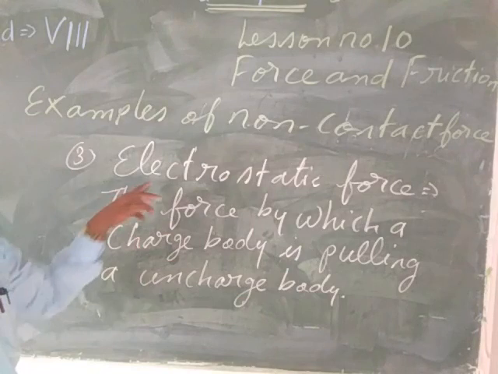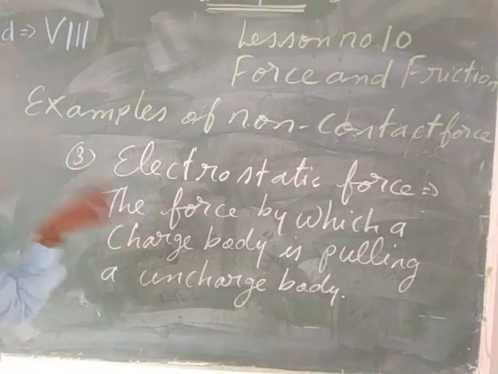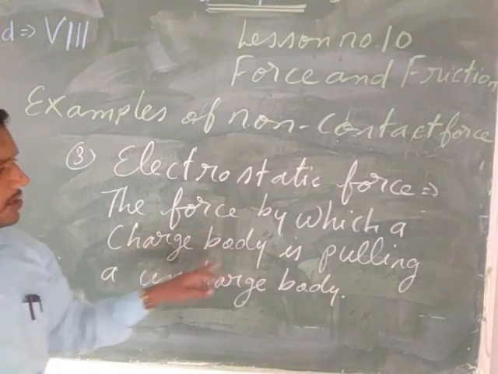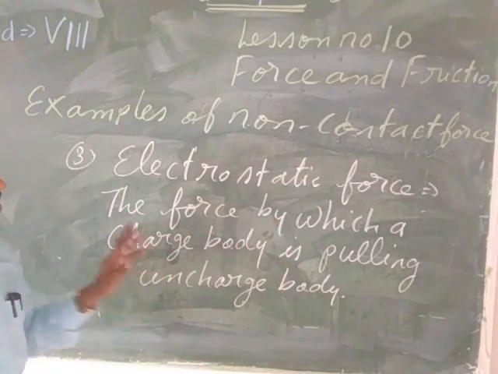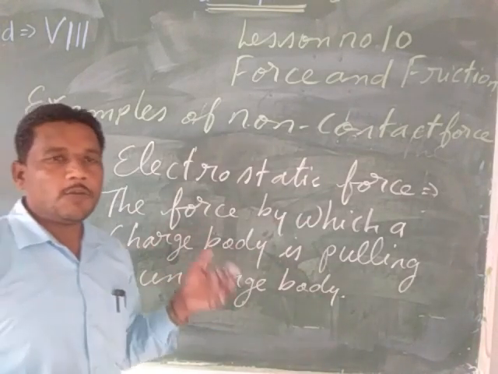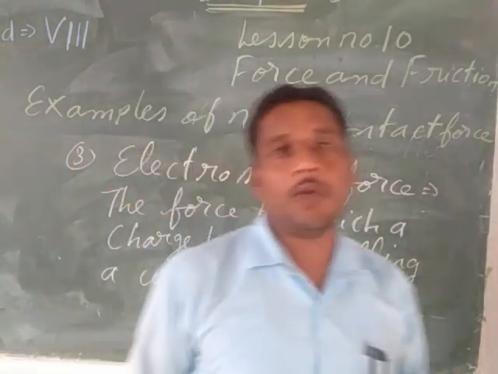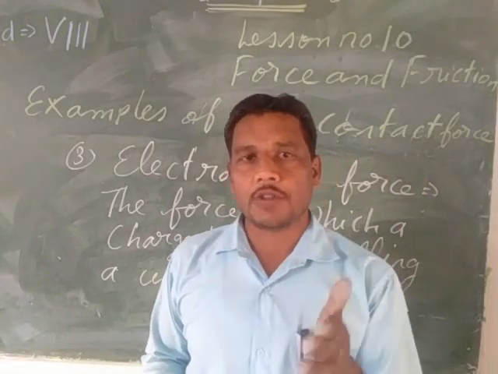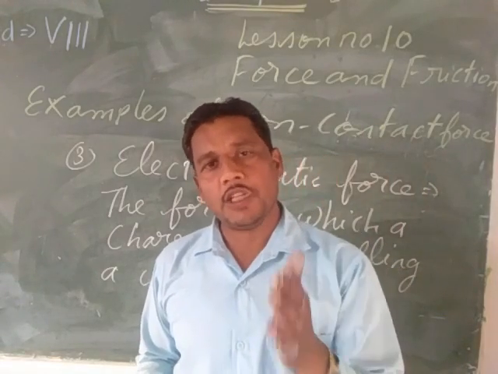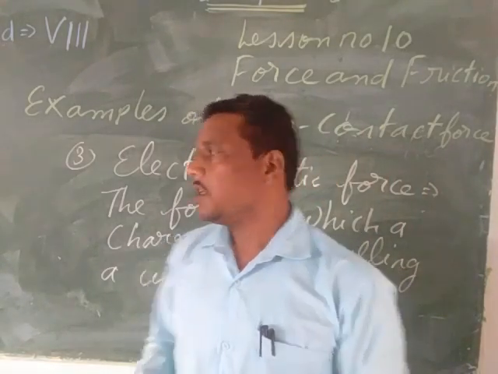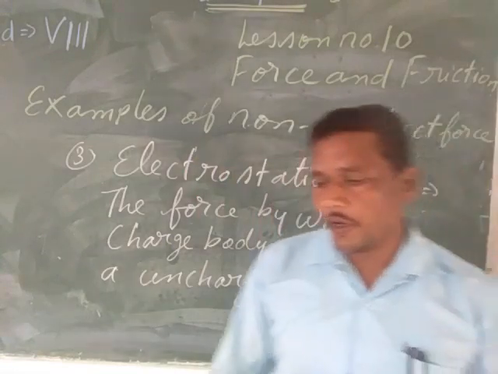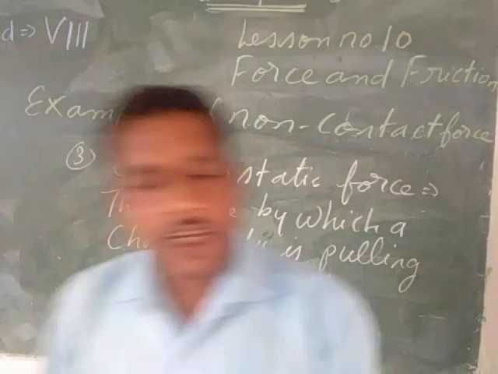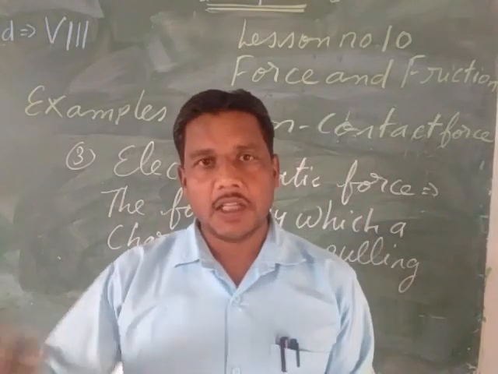Once again, what is electrostatic force? The force by which a charged body is pulling an uncharged body. So here one body is charged and one body is uncharged. The charged body is pulling the uncharged body. The force by which a charged body is pulling the uncharged body is called the electrostatic force. For example, my children, we have seen, suppose we have a plastic scale.